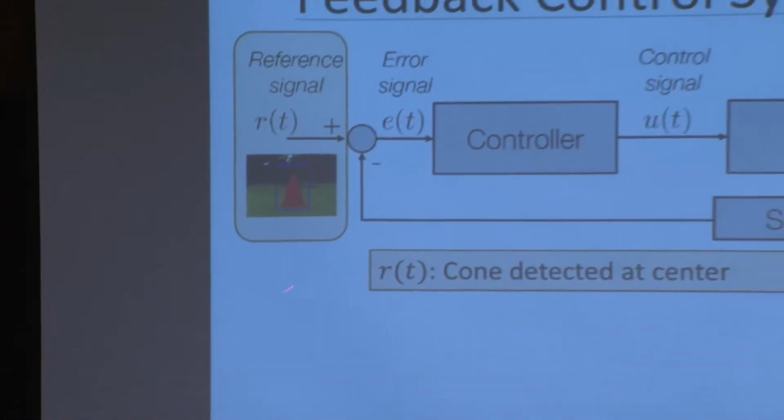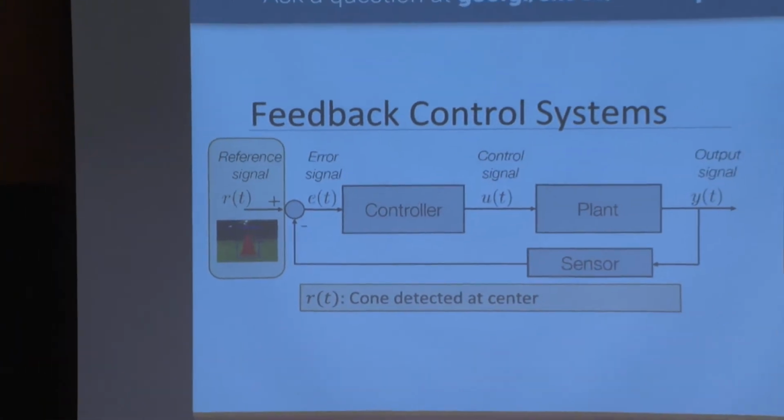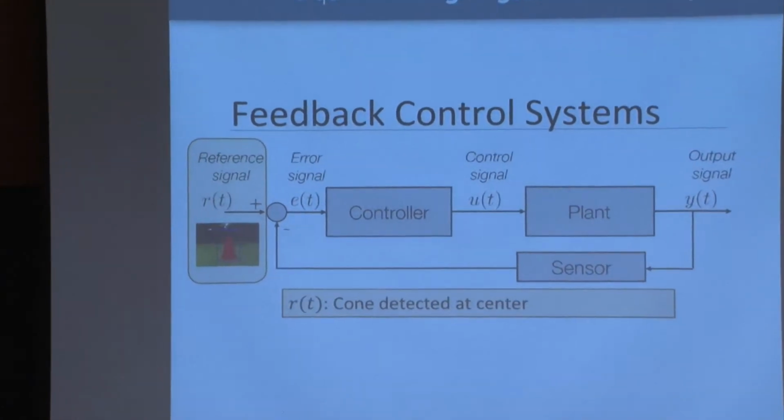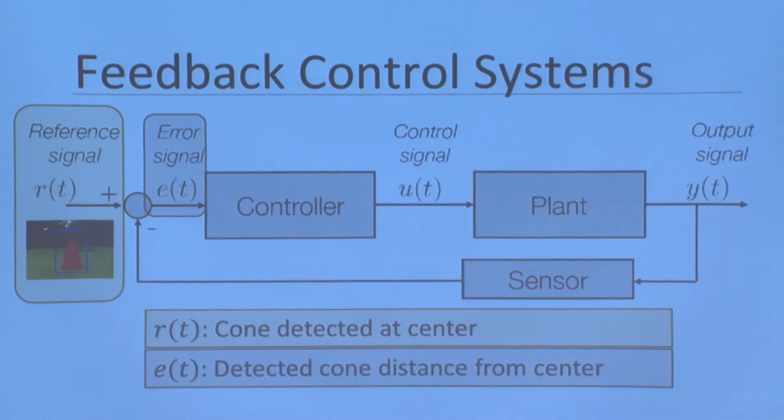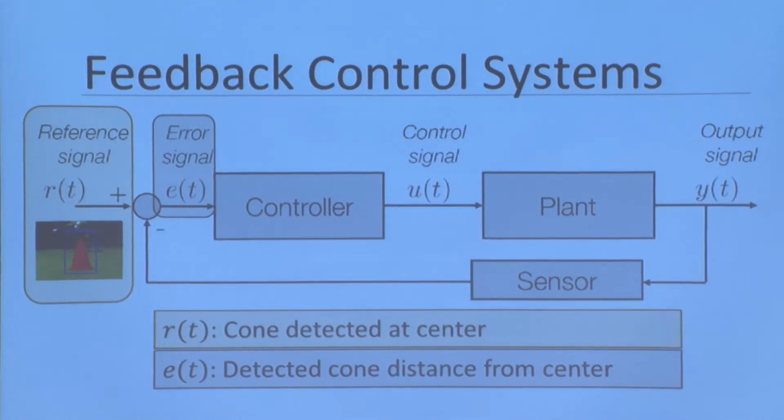So here we have the feedback control loop, and we're talking about the different variable names. So we have the reference signal, this is the input. We desire the cone to be at the center of the image, so this is RT, our desired input. The error signal is going to be a distance metric. You know, how far is the cone from the center?